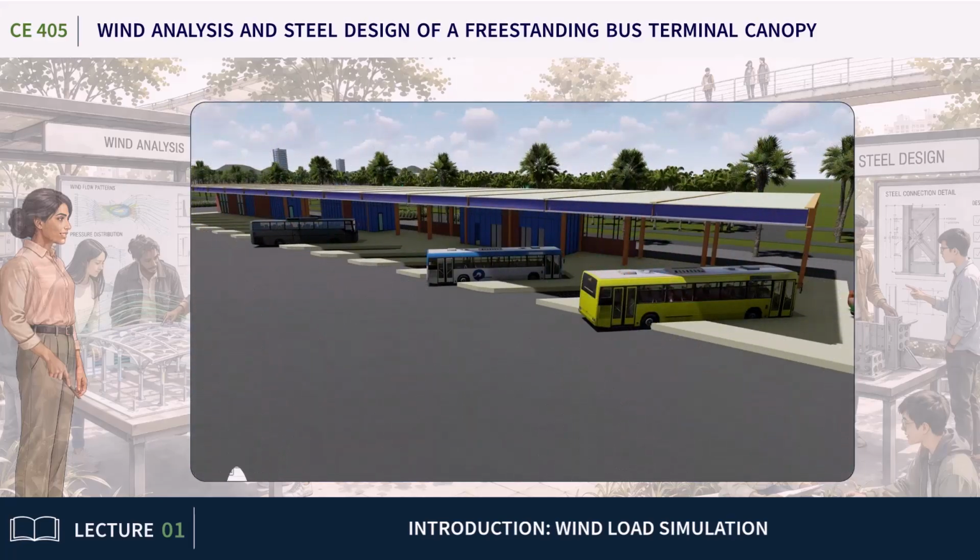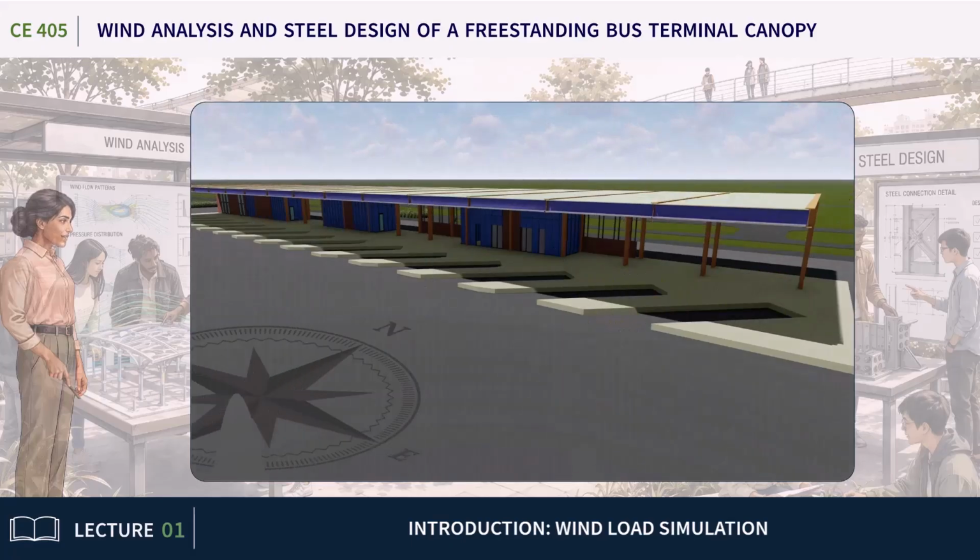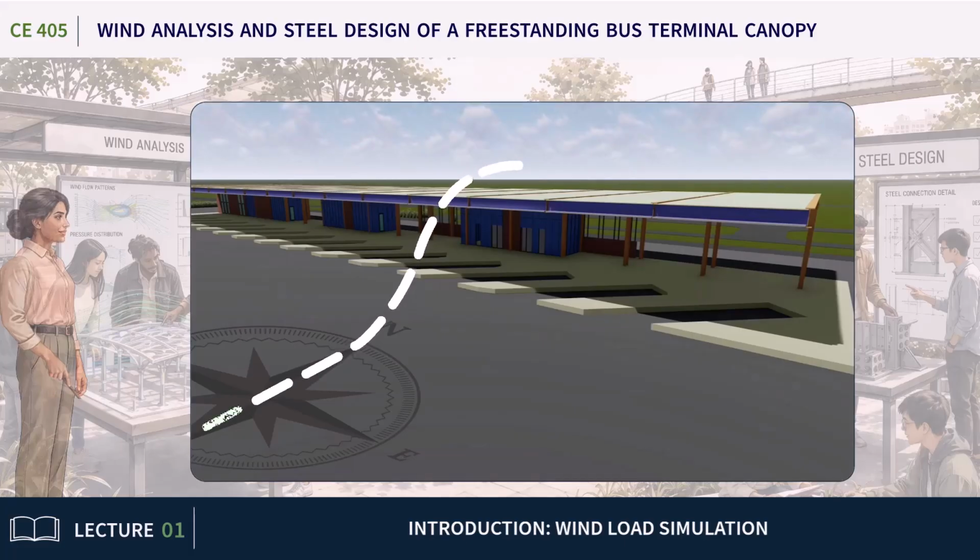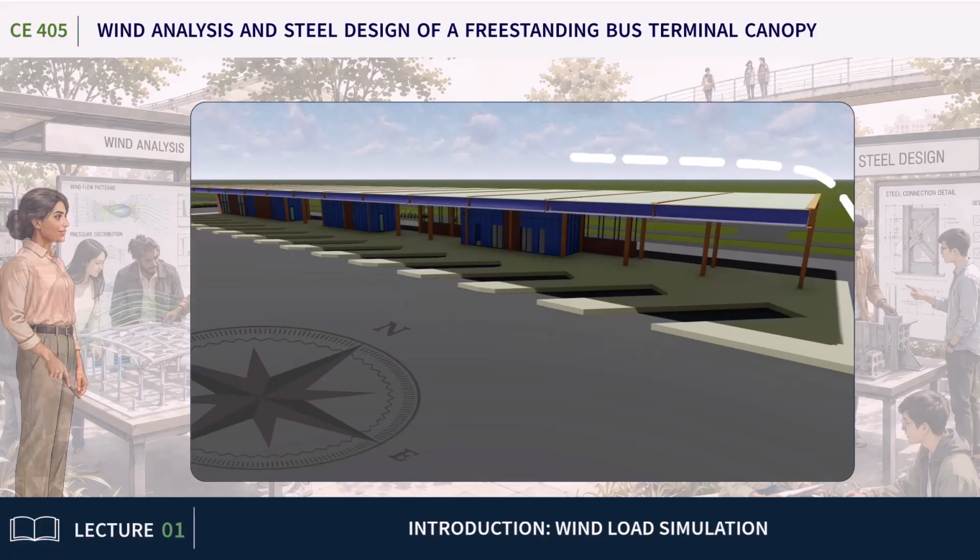Since wind can approach from many directions, we'll analyze 4 main directions: south to north, north to south, east to west, and west to east.